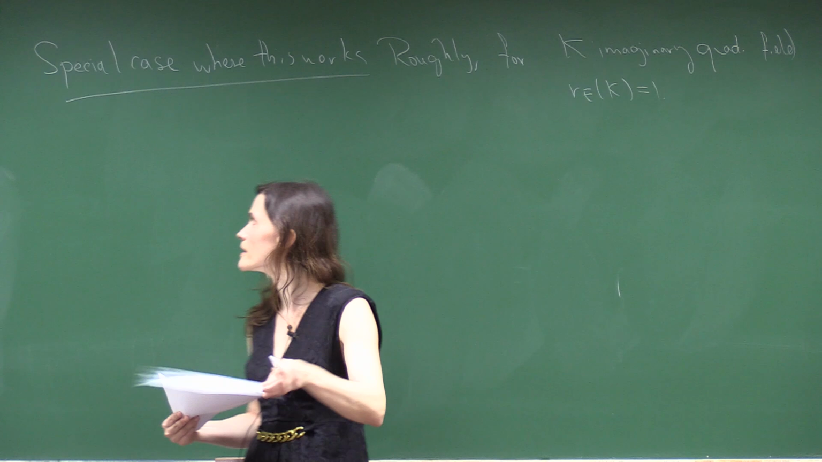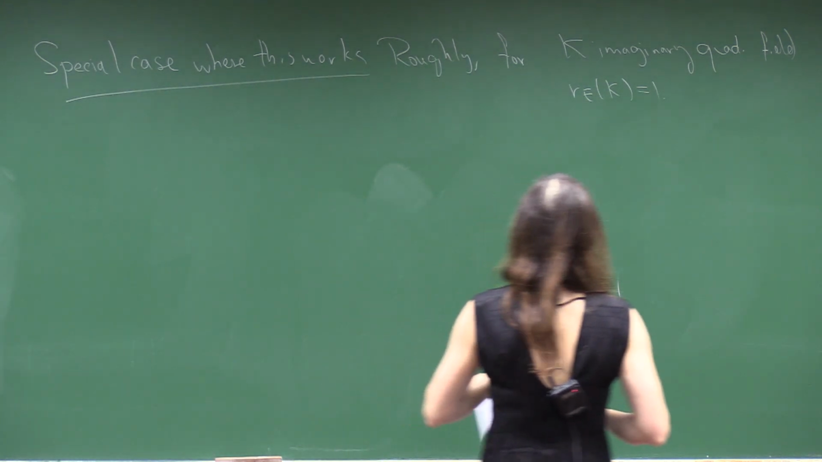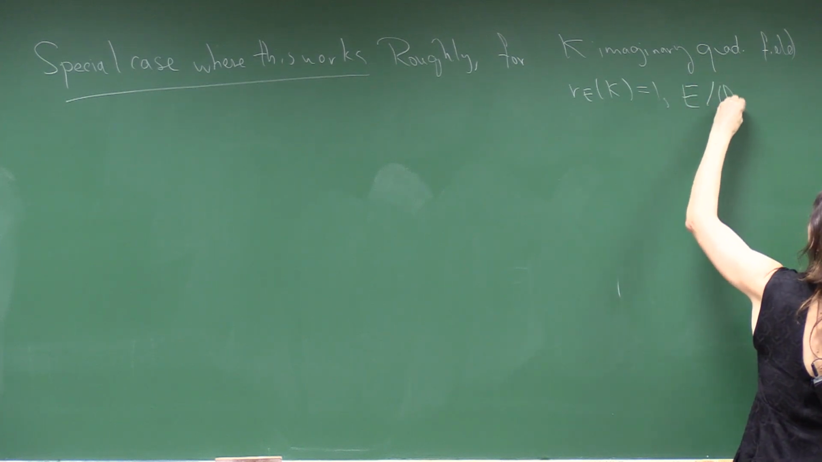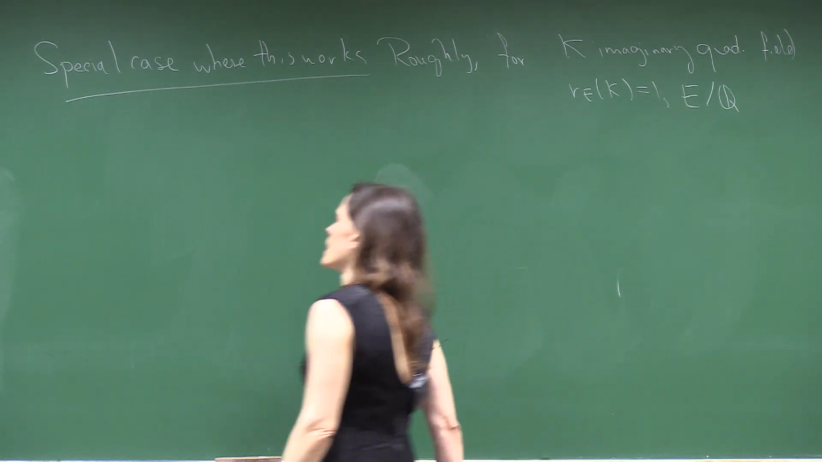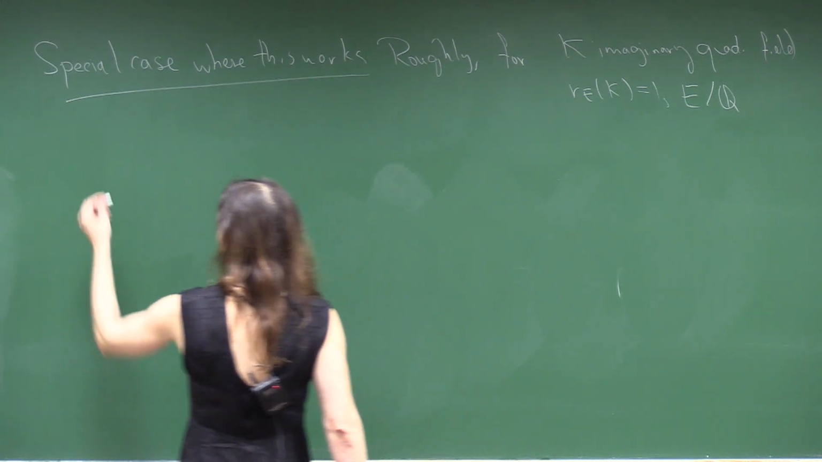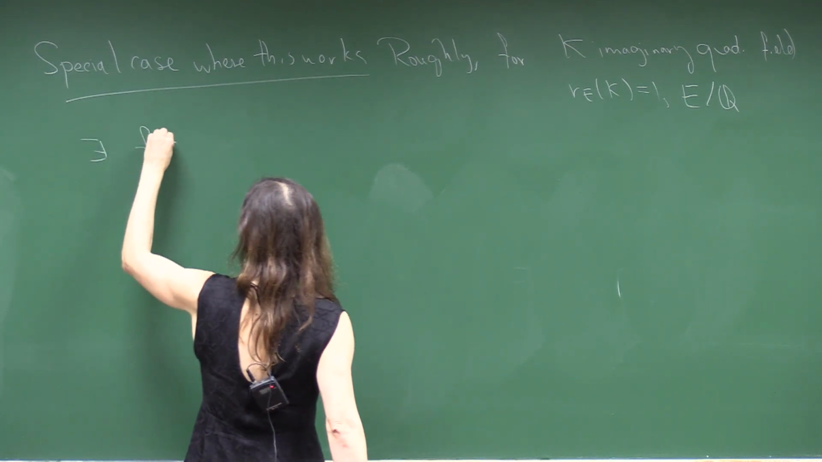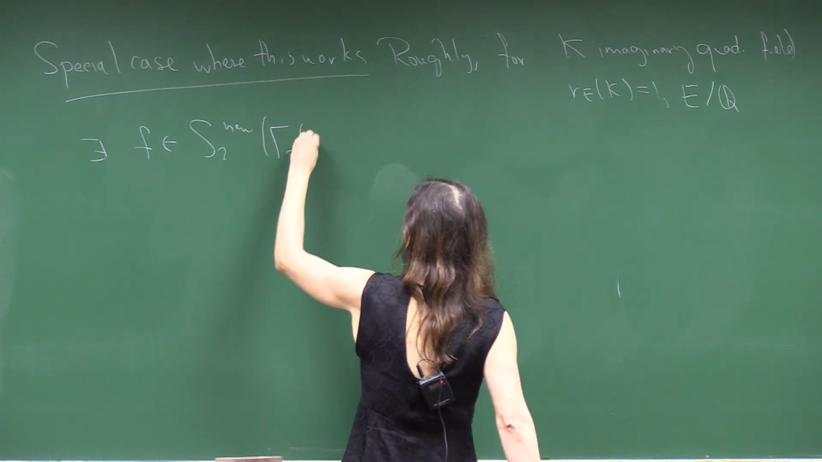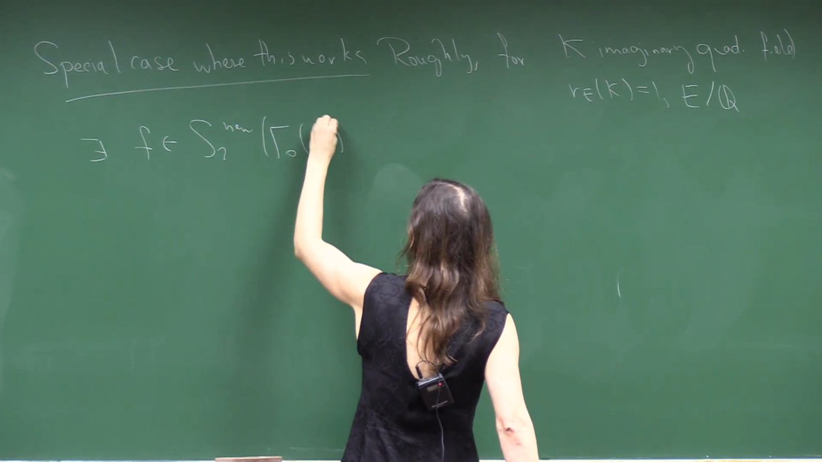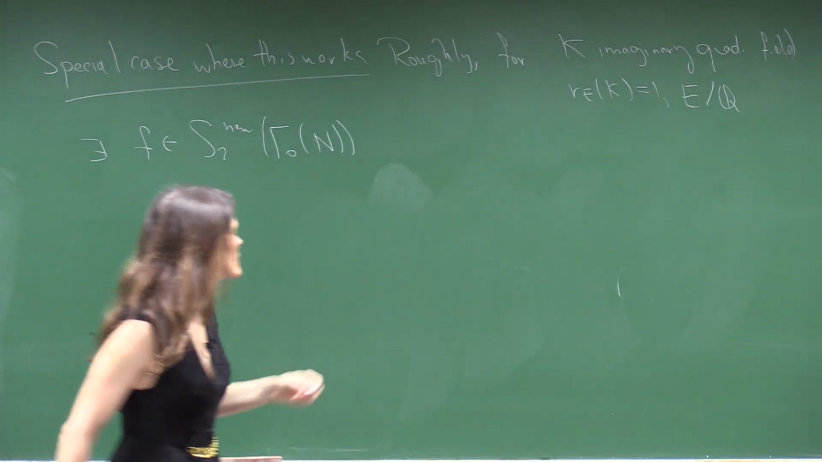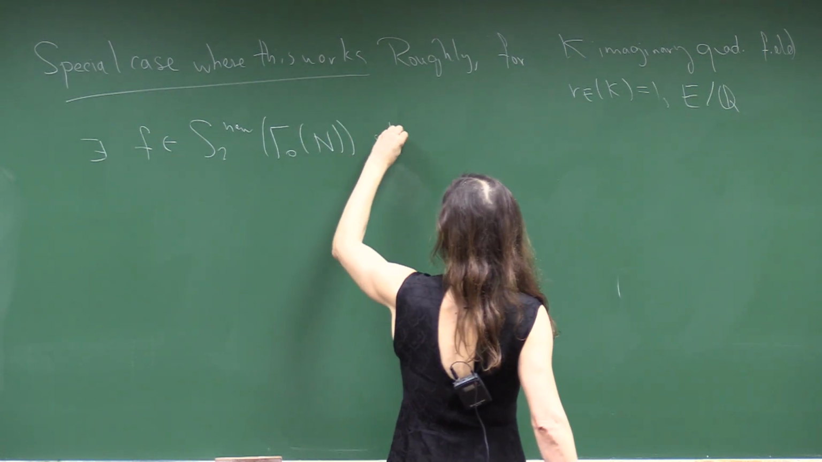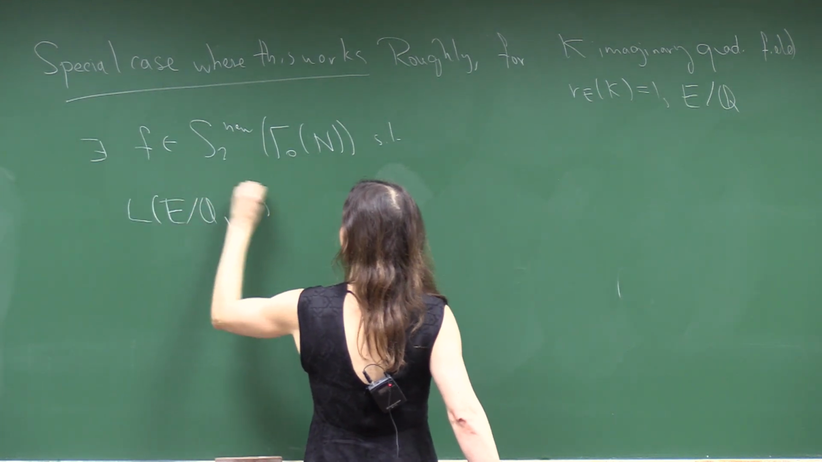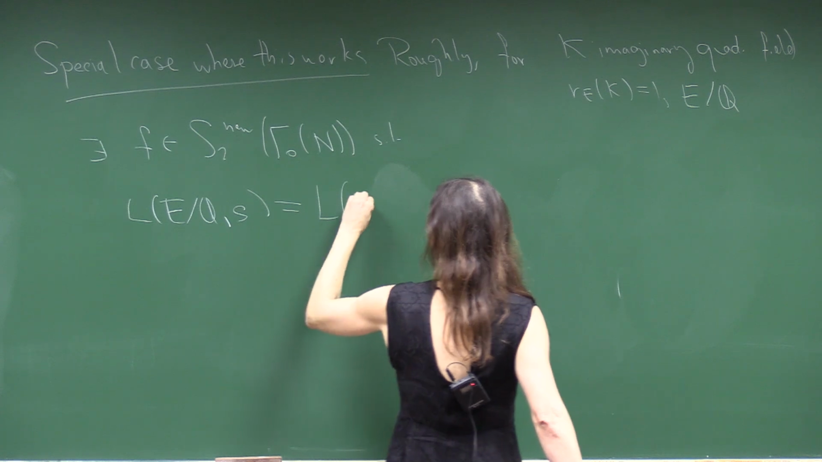And so in this case, if we assume that E is an elliptic curve defined over Q, then by modularity there exists a cuspidal eigenform of weight 2, level equal to the conductor of the elliptic curve, such that the Hasse-Weil function of the elliptic curve over Q is none other than the Mellin transform.